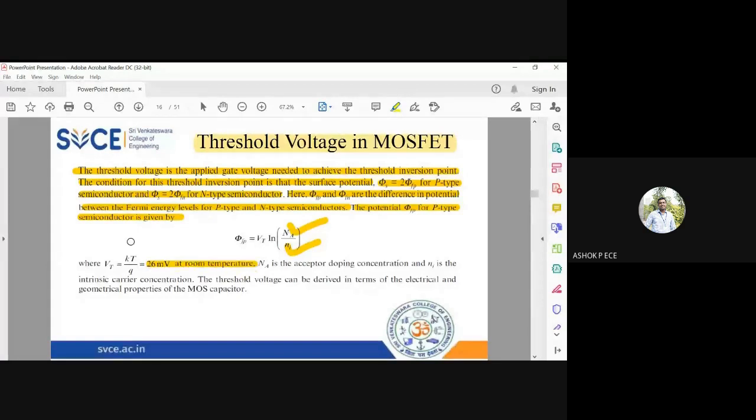So what is room temperature? It is 27 degrees Celsius. When you convert this into Kelvin, you get 300 Kelvin. So room temperature is 27 degrees Celsius or 300 Kelvin. When you substitute 300 Kelvin here, k is the Boltzmann constant and q is the charge of electron. If you substitute all these things, you get 26 millivolt at room temperature for the thermal voltage Vt. Na is the acceptor doping concentration, and Ni is the intrinsic concentration.